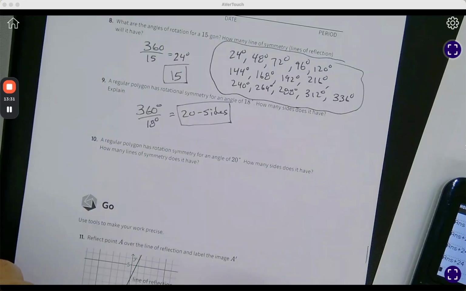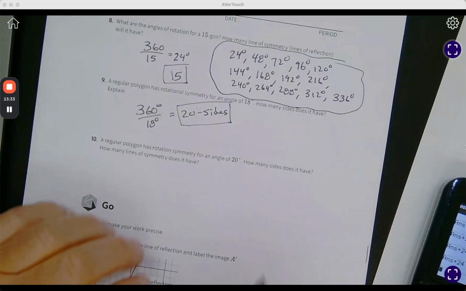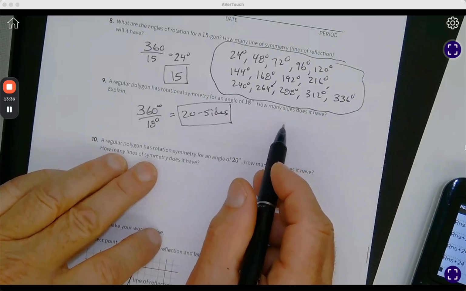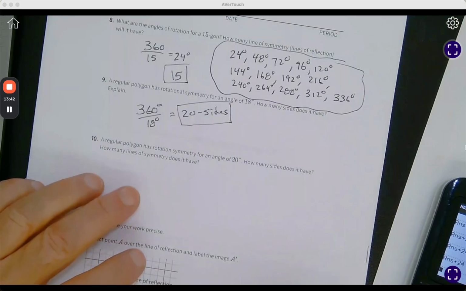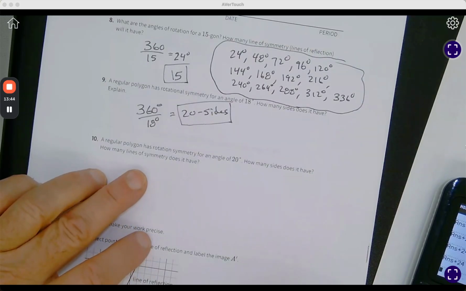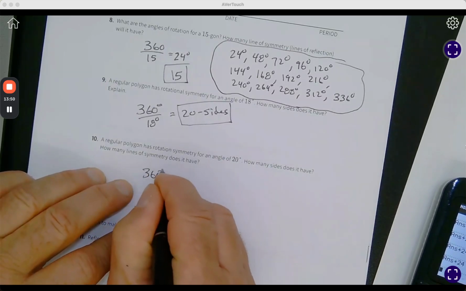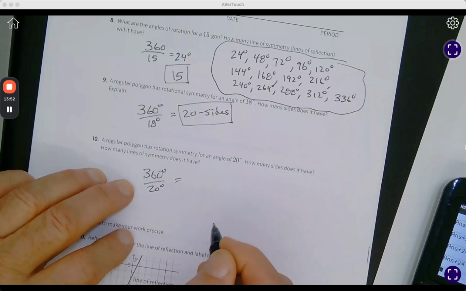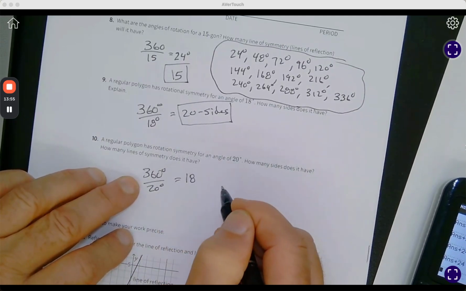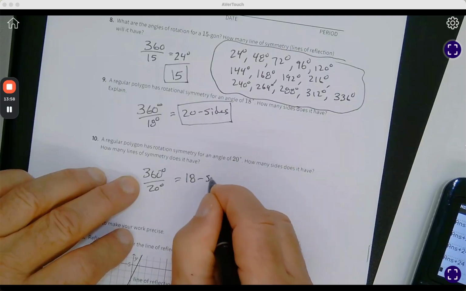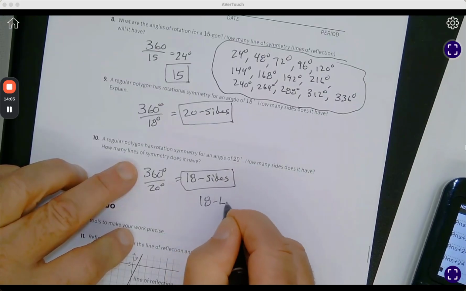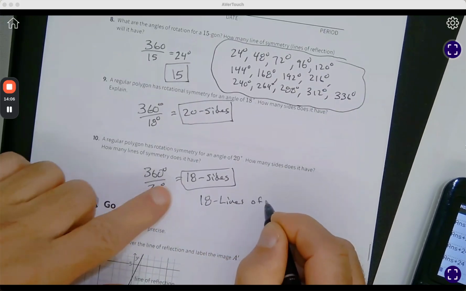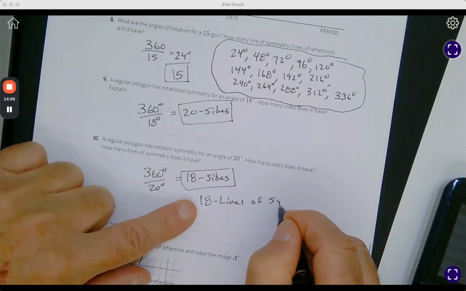Okay, hold on, we're not done. How many sides does it have? 20 sides. Okay, sorry. A regular polygon has rotational symmetry for an angle of 20 degrees. How many sides does it have? So you take 360 divided by 20, and that's going to give you 18. So it's 18 sides. How many lines of symmetry does that have? 18 lines of symmetry, because the number of sides and the number of lines of symmetry match.